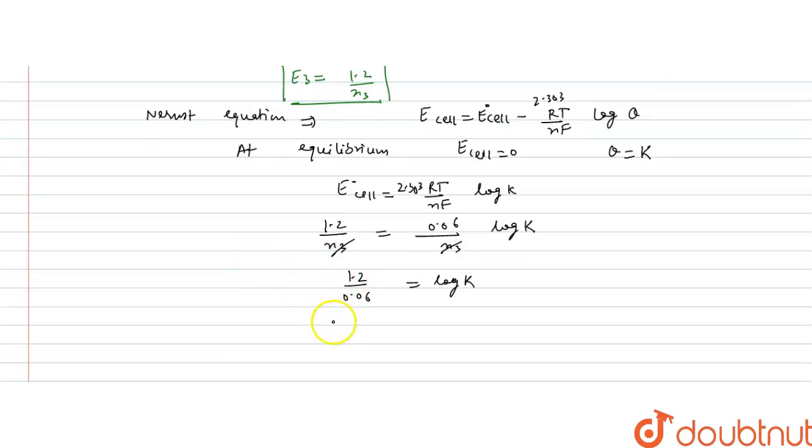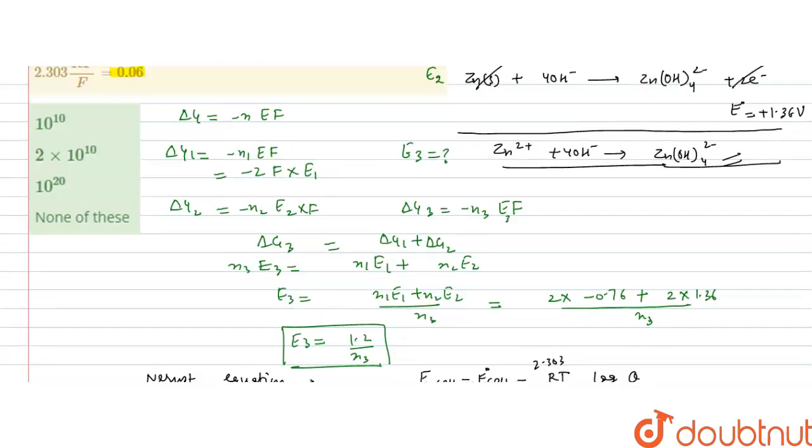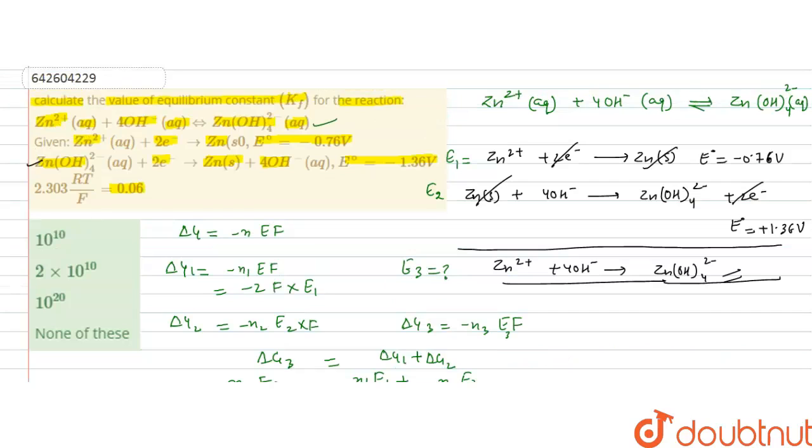Now this value is equal to 20 and it will be log K, and this is log base 10. So K will be 10 raised to power 20. So the equilibrium constant for this reaction is 10 raised to power 20. So the correct answer to this question is option C, 10 raised to power 20. I hope you understood the solution.